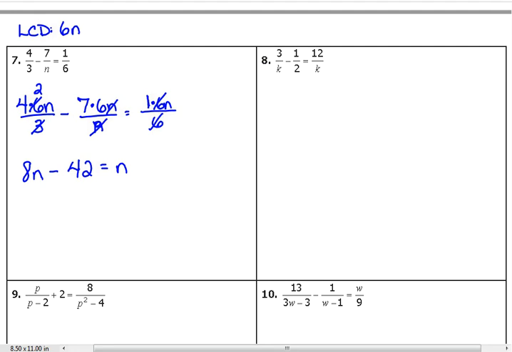We've just got a simple linear equation like we had yesterday when we first started these. We've got a variable on both sides. I usually don't like there to be negatives involved, but since the variable is by itself on the right side, I'm going to move the 8n over there. So we've got negative 42 is equal to negative 7n, and then divide both sides by negative 7. 6 is equal to n.